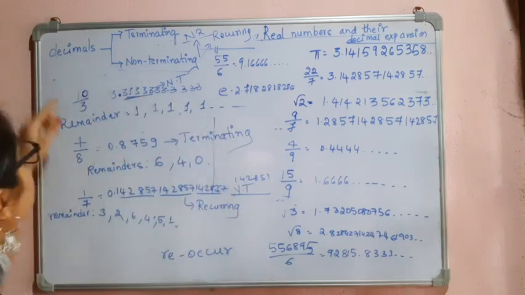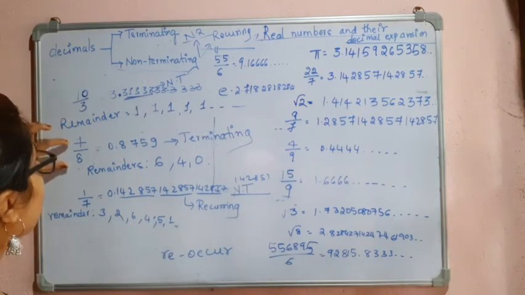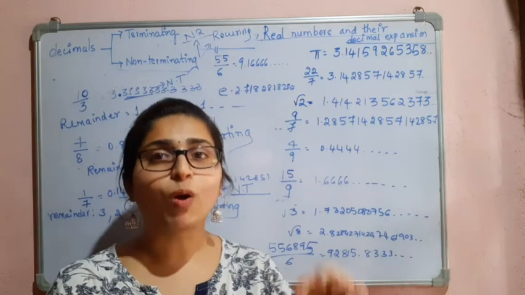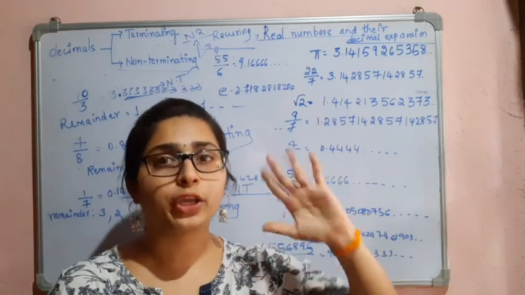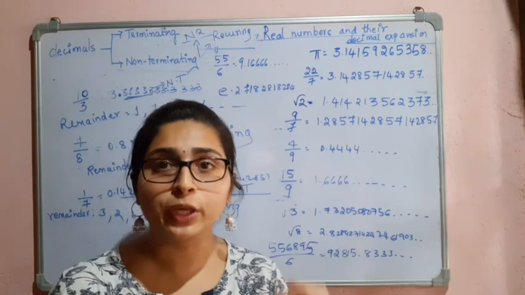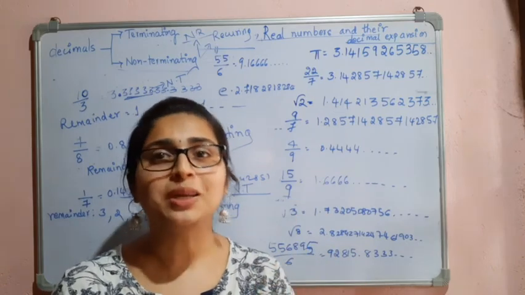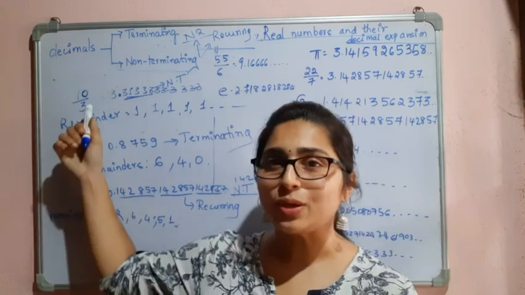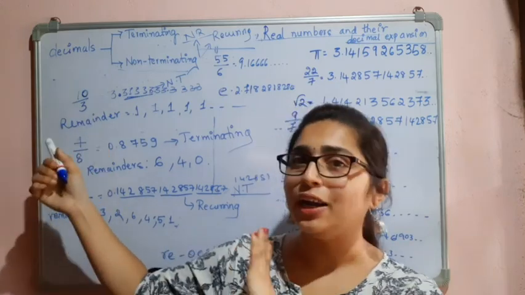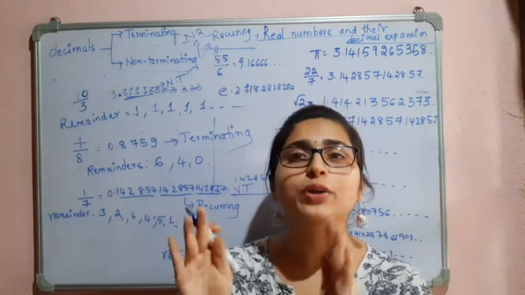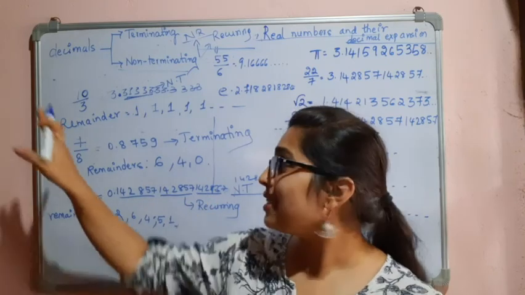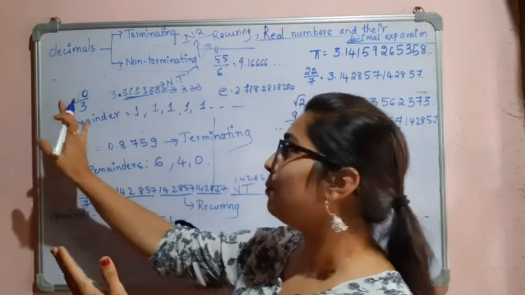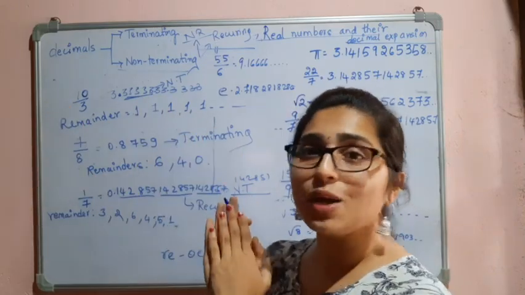So here we considered 10 by 3, 7 by 8, 1 by 7, which are all in the form of P divided by Q. That means rational numbers, because here the denominator is not 0. So it is in the form of P by Q, and Q is not equal to 0. So these are rational numbers, and we saw what types of decimals we obtained for them.